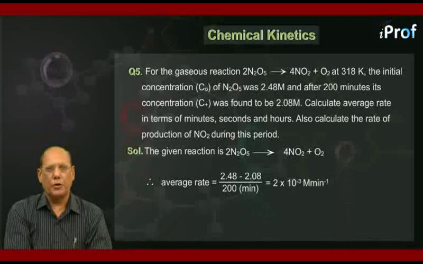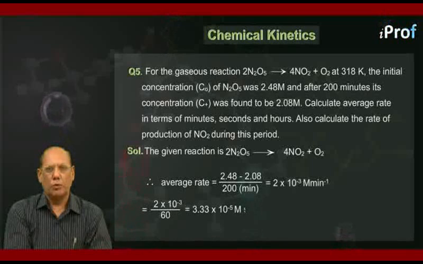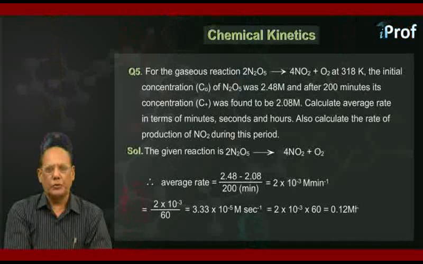This is further equal to 2 into 10 to the power minus 3 divided by 60. So this amounts to 3.33 into 10 to the power minus 5 molar per second. It's further equal to 2 into 10 to the power minus 3 into 60, that is 0.12 molar per hour. So these are the answers.